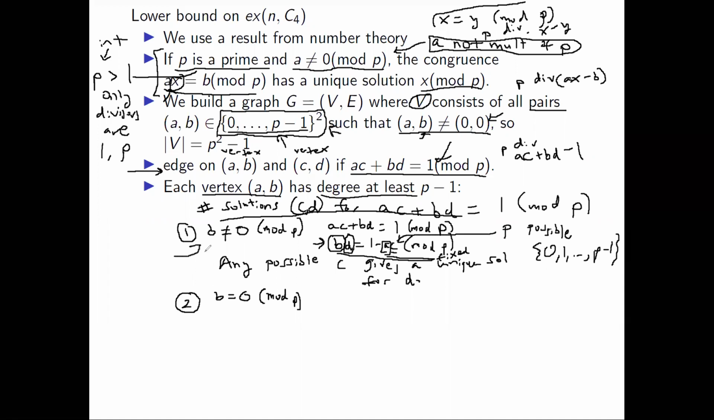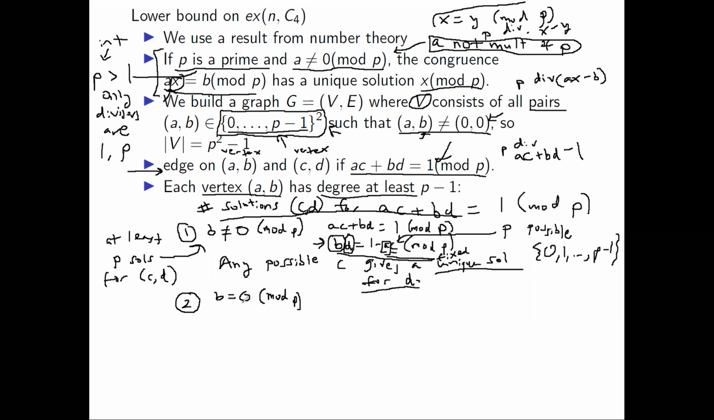And since B does not equal 0 mod P, we can find a unique solution for D. So in case 1, when B does not equal 0 mod P, there are at least P solutions for C comma D. So case 1, we got at least P solutions for C comma D. Case 2, let's see how many solutions we get for C comma D.